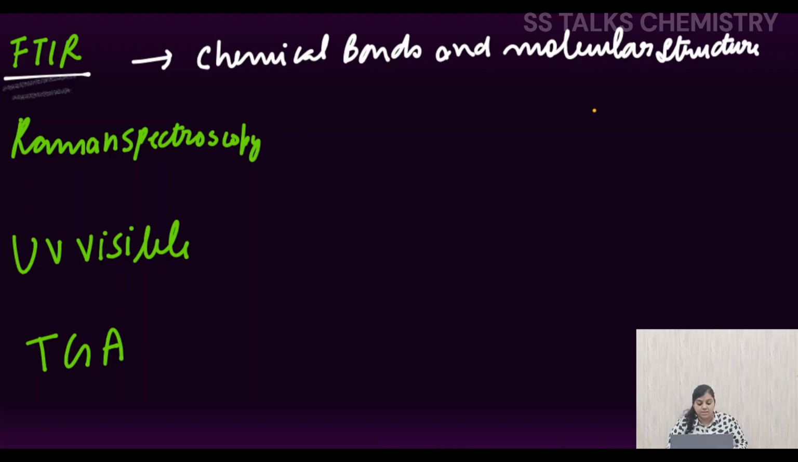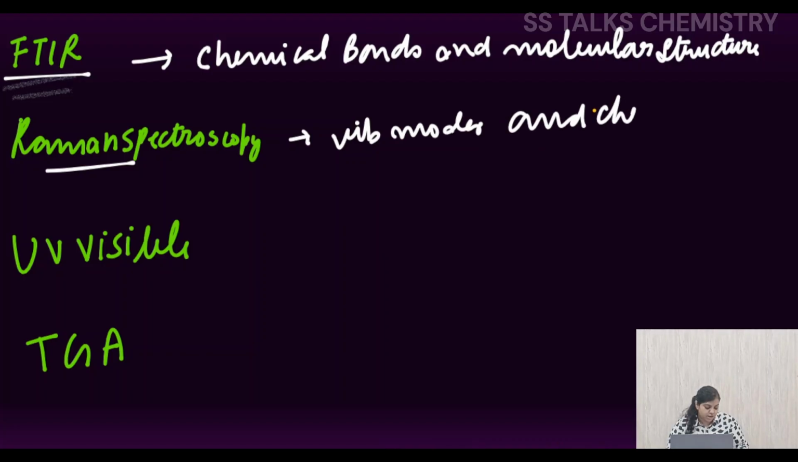Right? Next is Raman spectroscopy. Using Raman spectroscopy, you can tell about the vibrational bonds present in the nanomaterials. So this will be used to tell the vibrational modes and the chemical composition that we are having.